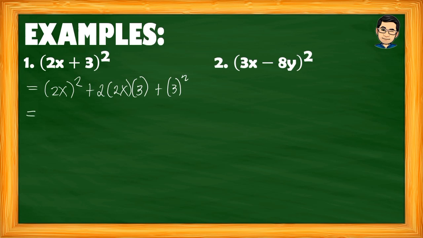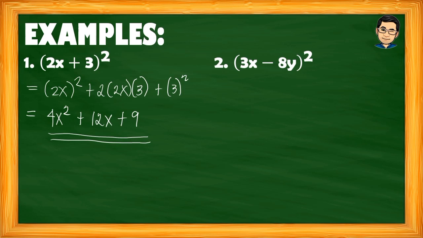And then we perform the operation. 2x times 2x, that is 4x squared. Plus, the product of 2x and 3 is 12x. And then square the last term, 3, that is 3 times 3, 9. So 3 times 3 is 9, hindi po siya 3 times 2. So our final answer will be 4x squared plus 12x plus 9.